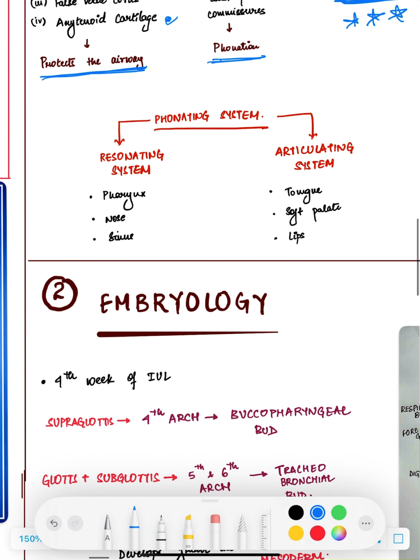When we talk about phonation, we say that larynx is responsible for phonation. But this phonating system has two other parts: a resonating system and an articulating system. What comprises the resonating system? We have the pharynx, the nose, and the sinuses. These three combined together form the resonating system. And the articulating system consists of the tongue, the soft palate, and the lips. I think this is quite evident; we do not need any deep explanation.